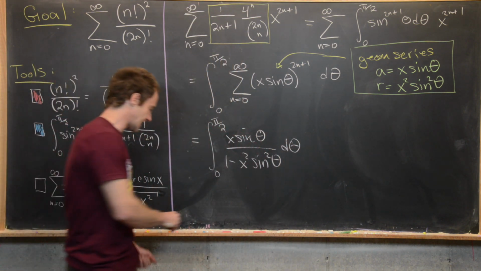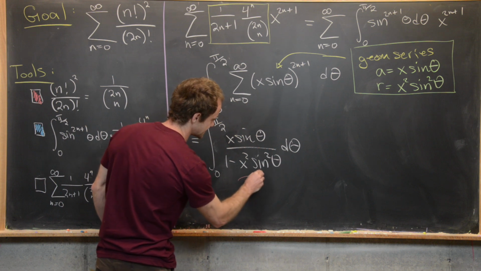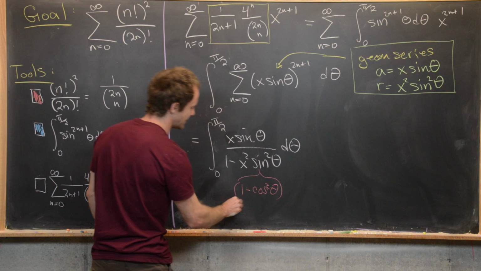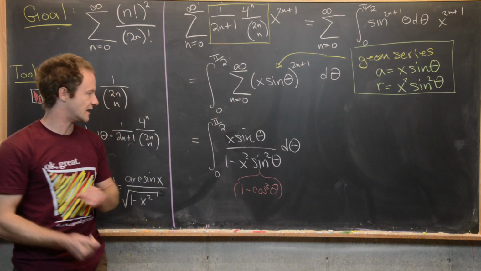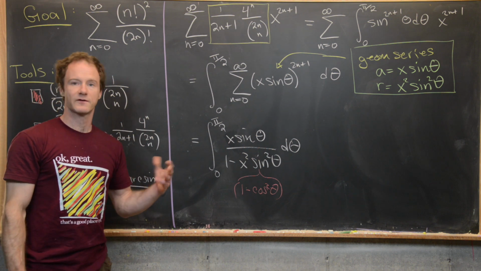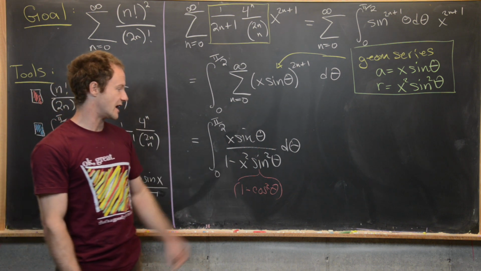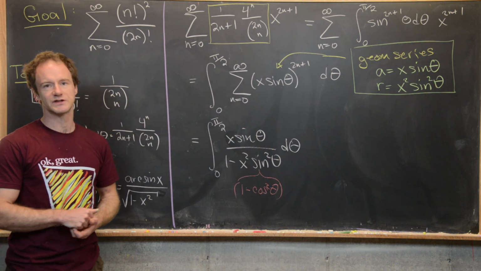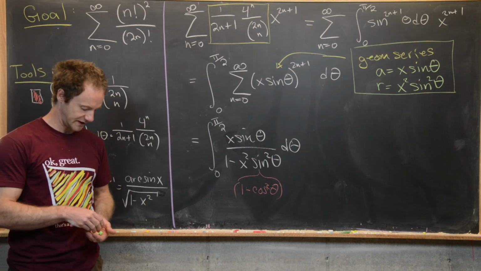Great. Now the next thing that I want to do is take this sine squared and rewrite it as 1 minus cosine squared. Just a little bit of motivation for why we want to do that. We've got a free sine in the numerator. Derivative of cosine is sine, so if we can rewrite the denominator in terms of cosine, then perhaps we can do some sort of u substitution. That's exactly what we're going to do here.